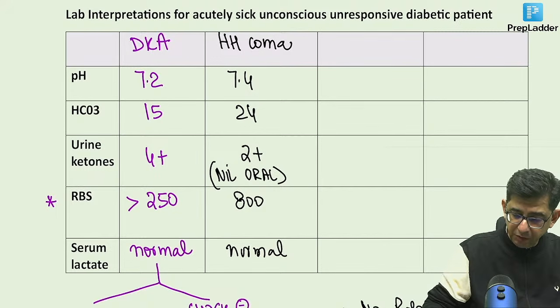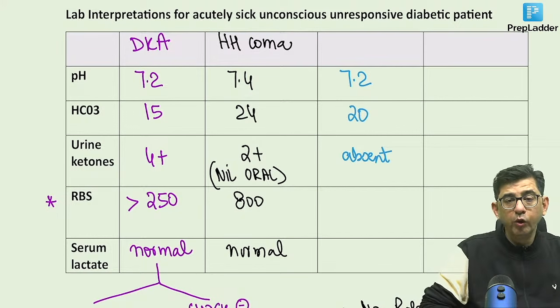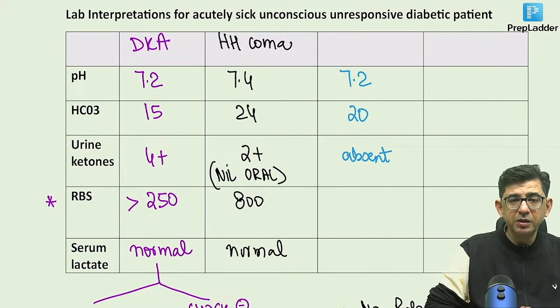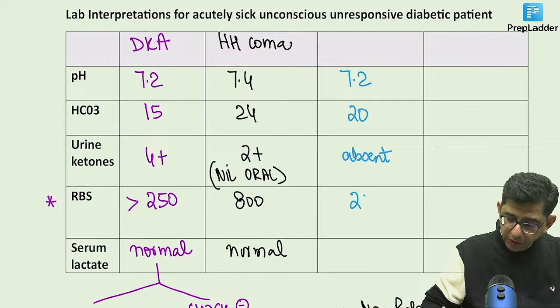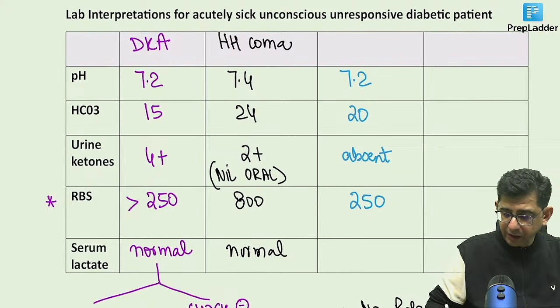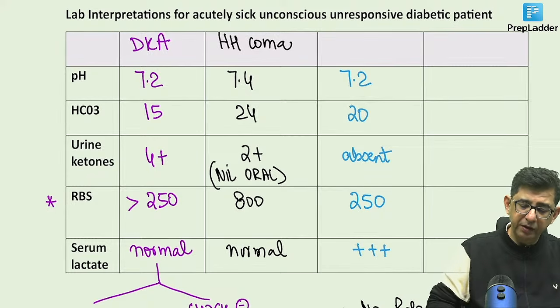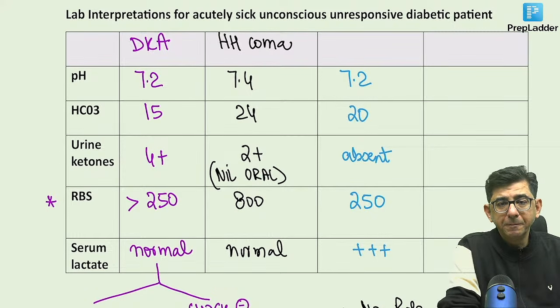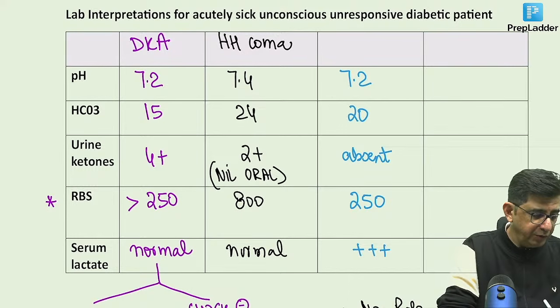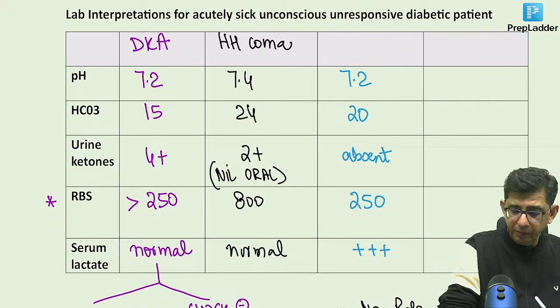Next is a question in which the pH of the patient is 7.2. Bicarbonate is, let me say, 20. Ketones in the patient are absent. The random blood sugar of this patient is, let me make it 250 only. A little diabetic, so it is raised, and serum lactate is elevated. Tell me the diagnosis. Though the urine ketones in the patient are absent, there is still an acidosis present. I think I made it very simple for you. Yeah, this would be lactic acidosis.